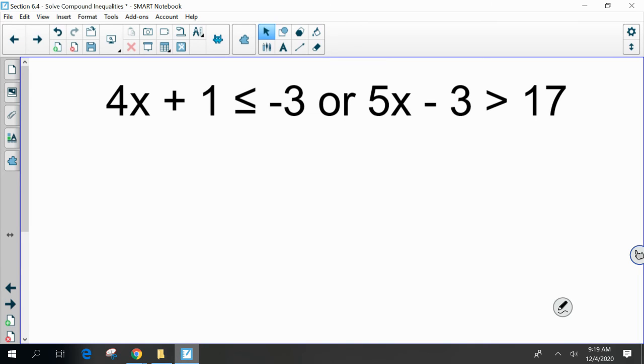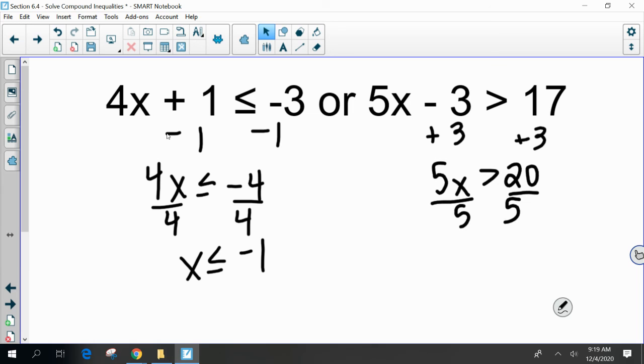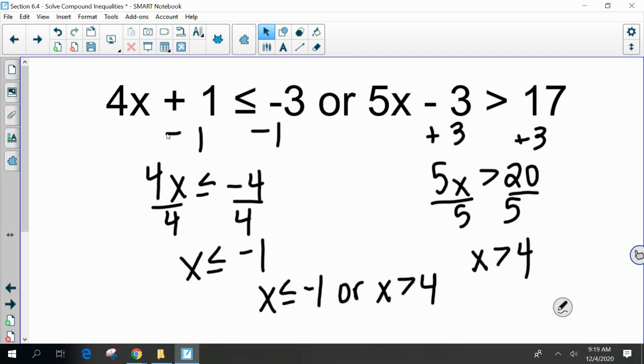Okay, so if we go through this problem, right here, that's a -4. We're going to divide by a +4 so we don't flip the sign. So we would have x is less than or equal to -1, or x is greater than 4 as our answer. Okay?